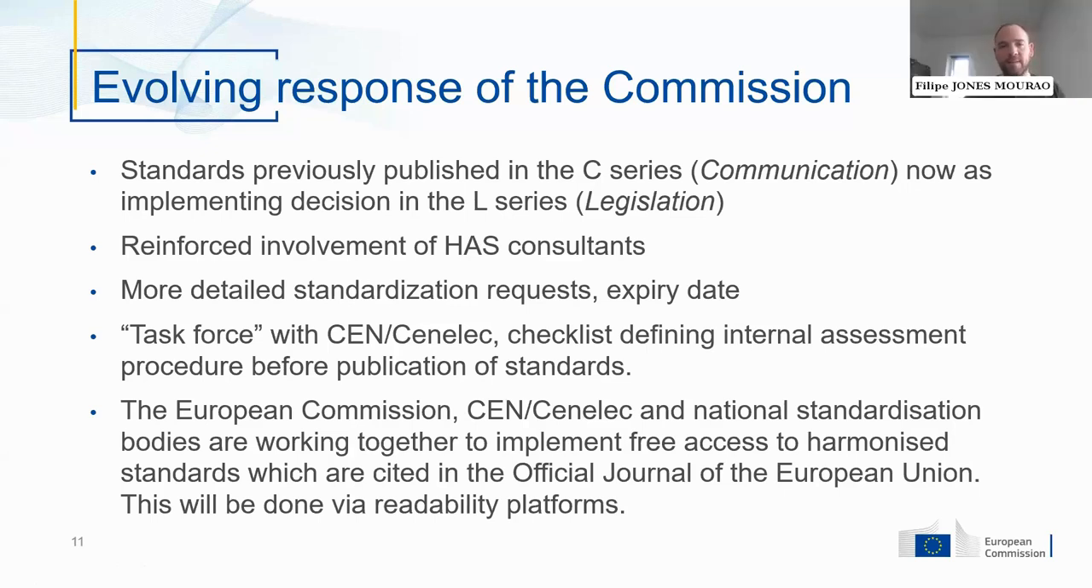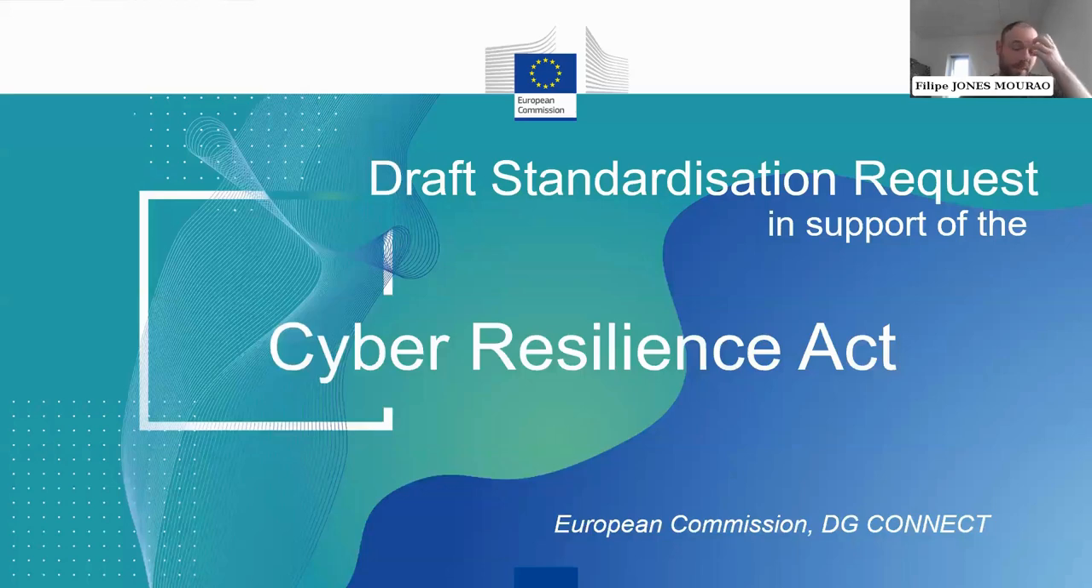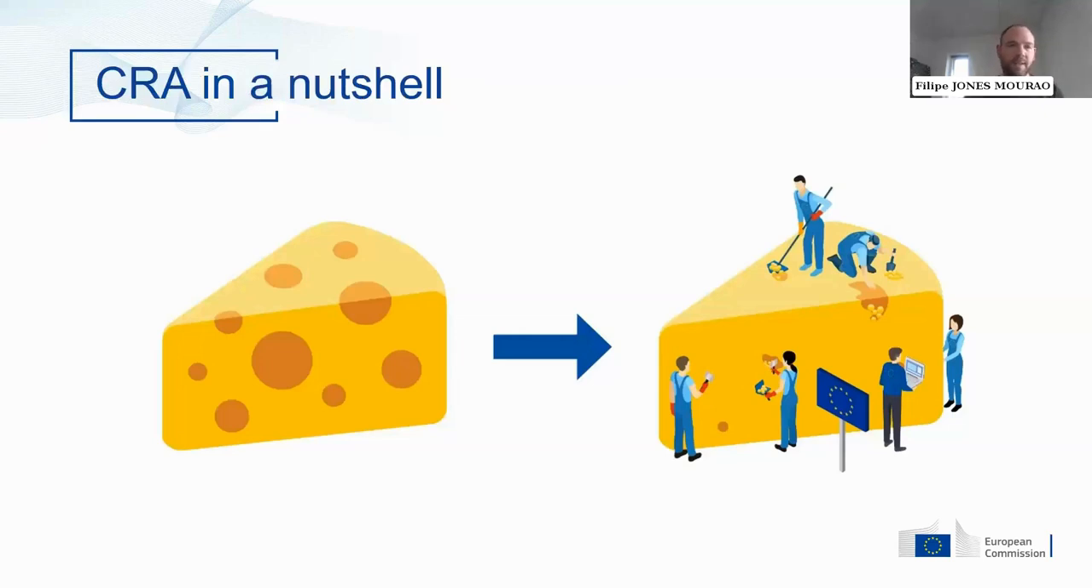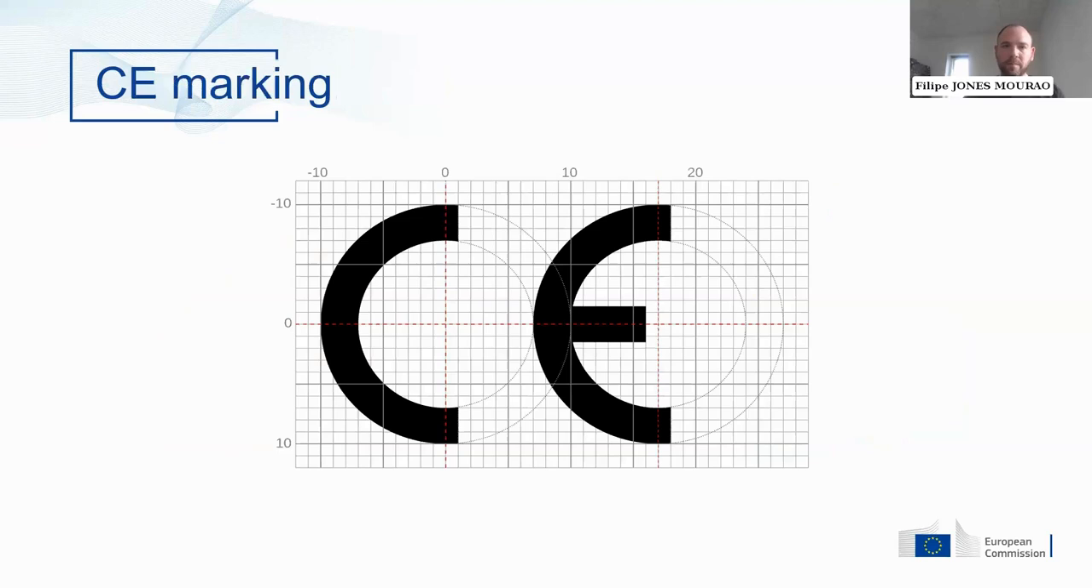All right. Thanks, everyone. Okay, so moving forward then, the draft standardization request in support of the CRA. So very quickly, I know that you've already had a couple of sessions on the CRA, so I'm not going to go into any details. In a nutshell, we want to try to have products that don't have so many holes in them, and we want to ask manufacturers to be actively working on those holes. And of course, the main way to do this is the NLF provisions, with the essential requirements of the CRA, so that manufacturers can take responsibility for their claims and affix a CE marking to their product if they say that it complies with it.